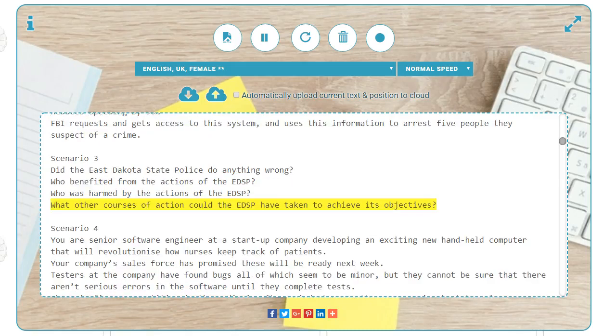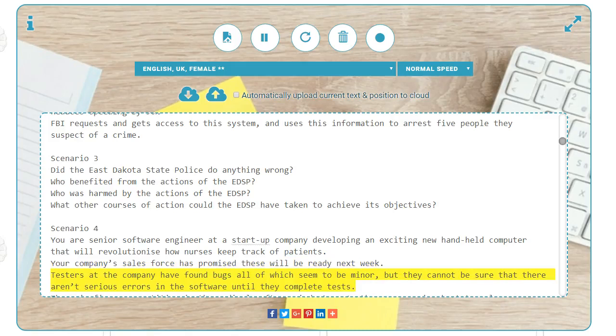What other courses of action could the EDSP have taken to achieve its objectives? Scenario 4. You are a senior software engineer at a startup company developing an exciting new handheld computer that will revolutionize how nurses keep track of patients. Your company's sales force has promised these will be ready next week.